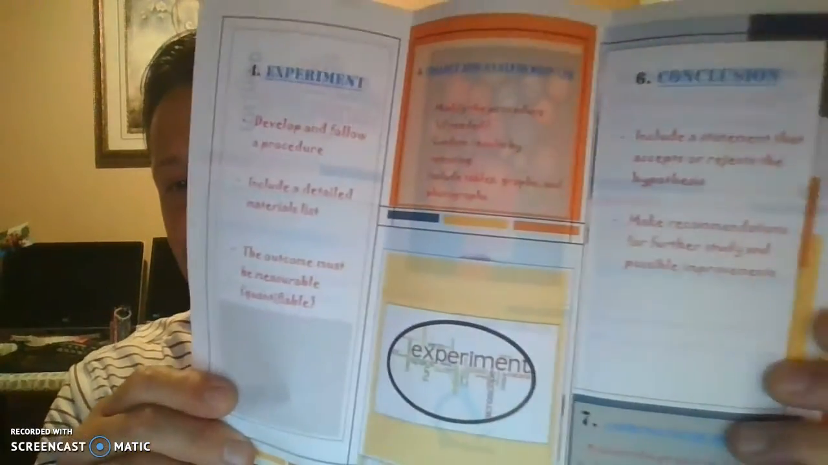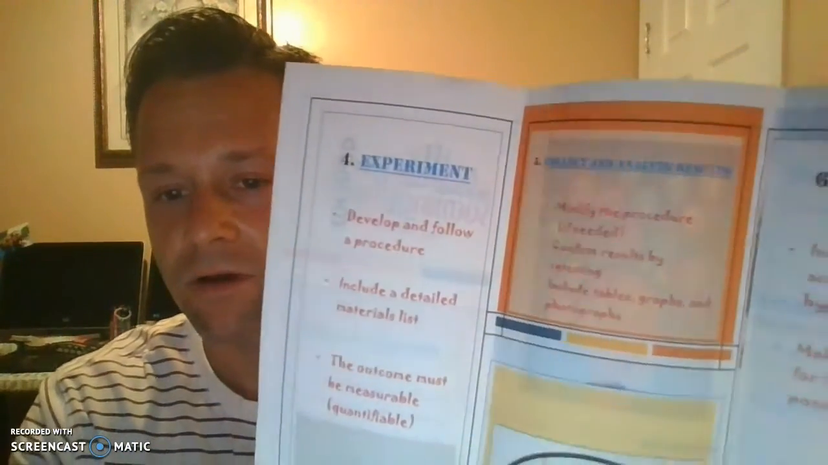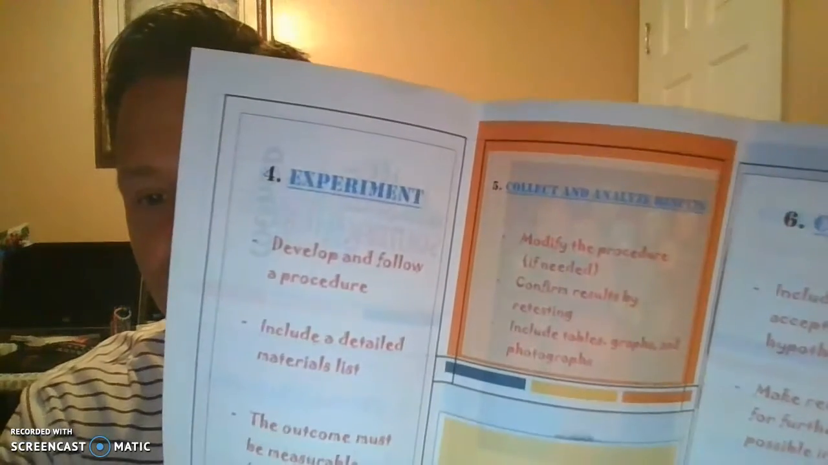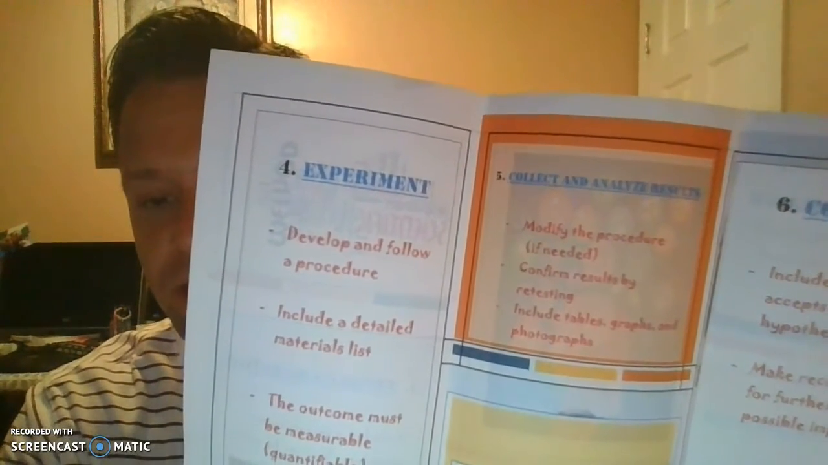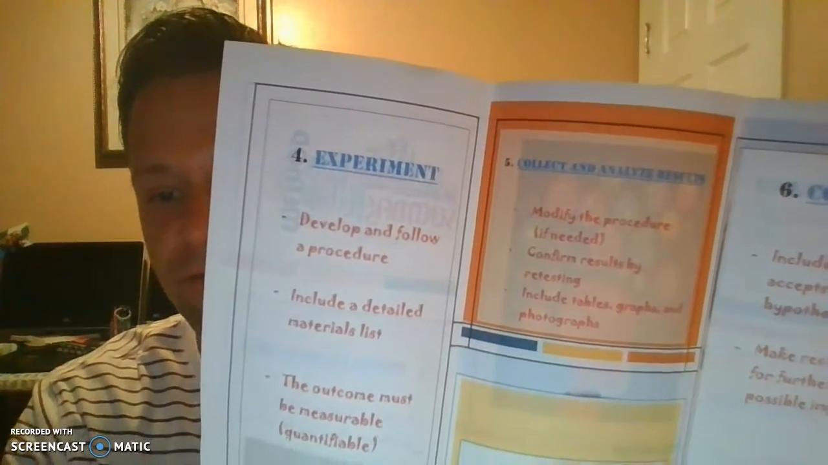If I open this up, look, we have step 5, which is to collect and analyze results. Modify the procedure if needed, confirm results by retesting, and include tables, graphs, and photographs when necessary.